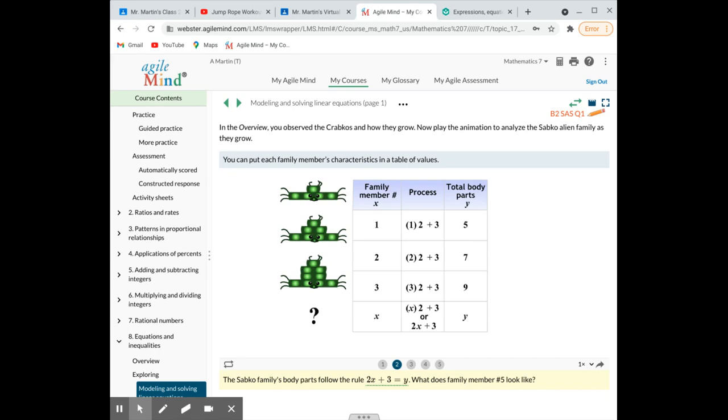So look what it says down there for our rule. What's it give us for our rule about the Sabco family? Sabco family body parts follow the rule 2x plus 3 equals y. What does family member number 5 look like? All right. So, what does question 1 in our workbook say? Analyze the Sabco alien family. What is the same in each family member and what is different? All right. So, we said what's the same?